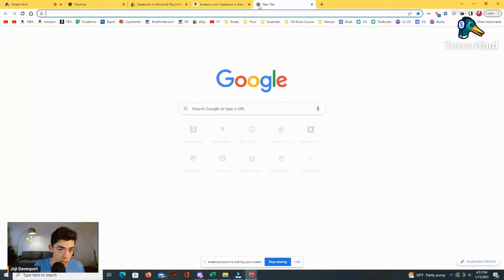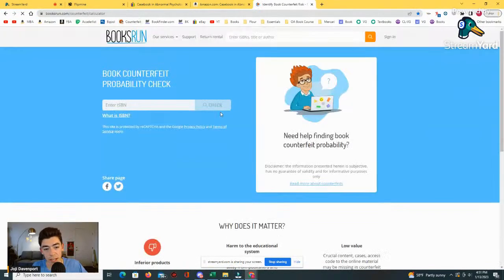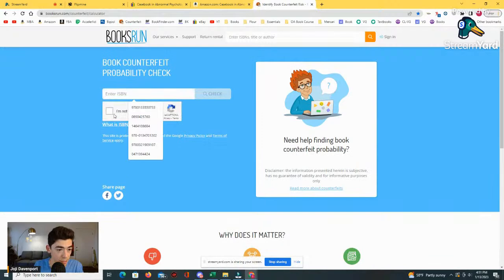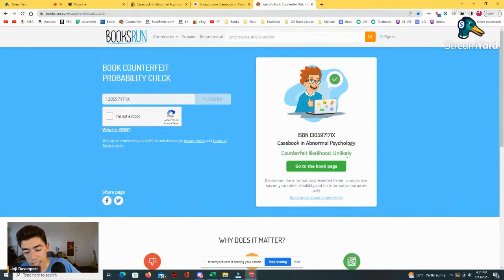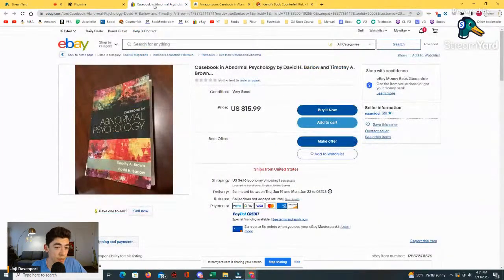What I would do is make sure that this book is unlikely to be counterfeit. So I'd come over to a website called Books Run, where they have a book counterfeit probability check. I'd search that in there. It looks like it's unlikely to be counterfeit, which is great. That doesn't mean it isn't counterfeit, but it means it's less likely to be counterfeit.